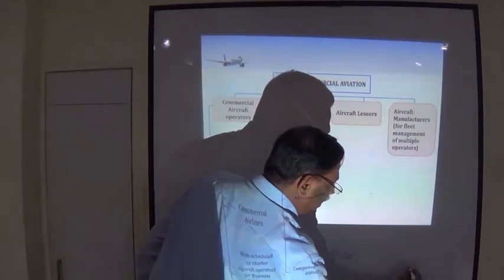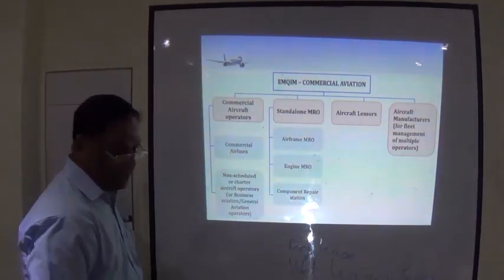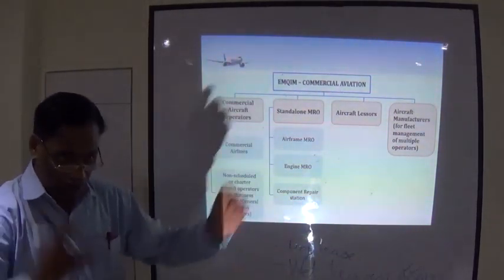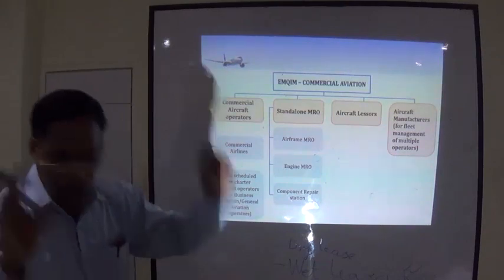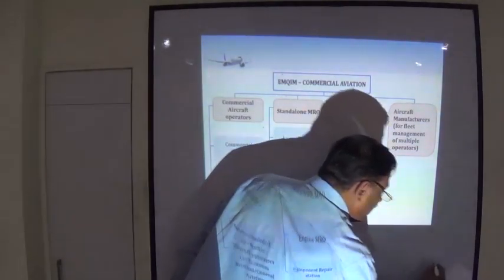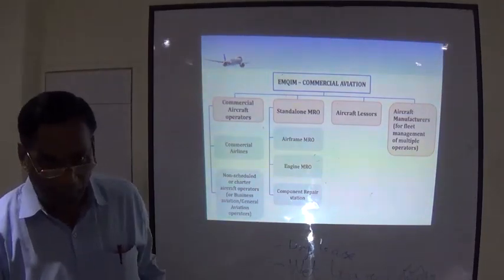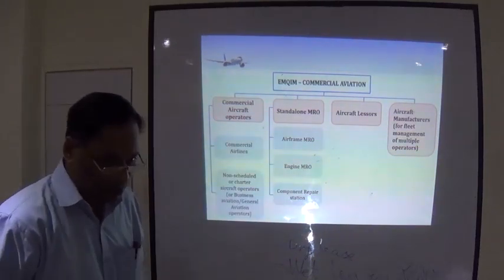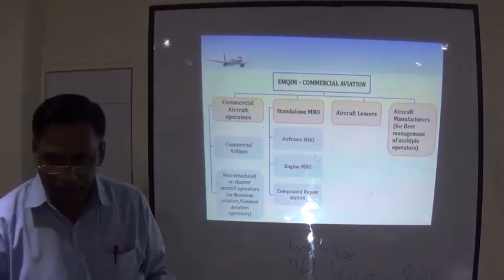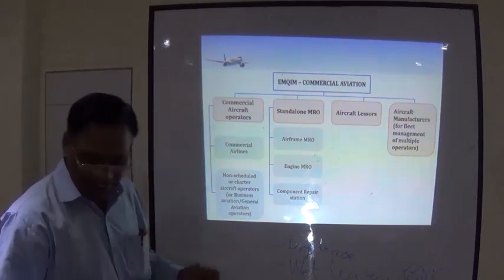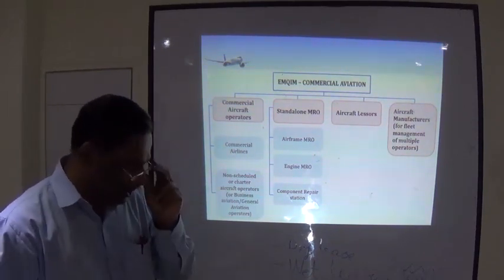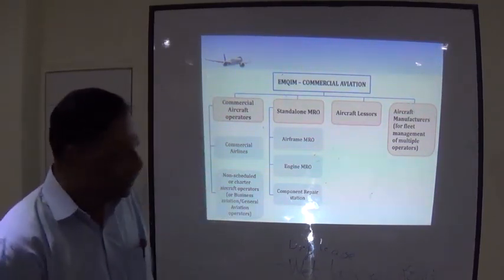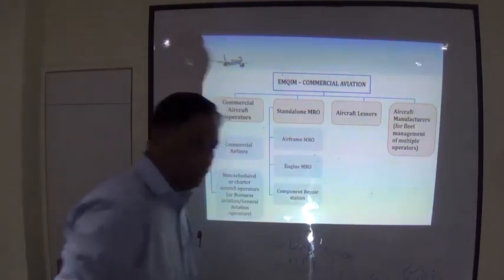ACMI: A stands for aircraft, so the lessor gives the aircraft to the operator. C is crew, so the lessor also gives the pilots. M is maintenance, so the lessor does the maintenance also. I is insurance, so the lessor pays the insurance also. The operator just has to tell where to fly and give the route, and take only the fuel expenditure. Otherwise, no headache of maintenance, crew, pilots, nothing. It's all on the wet lease provider.